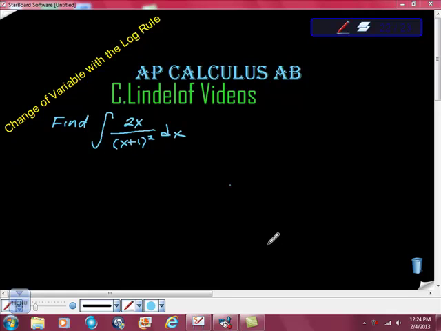Okay, AP Calculus AB. Change a variable with a log rule. Here we're asked to find the indefinite integral of 2x over the quantity x plus 1 squared dx. As I look at this, this is not the easiest one in the world to figure out how I was going to tackle. So I looked at the bottom and asked, is it possible that this piece at the top is a derivative of the bottom?